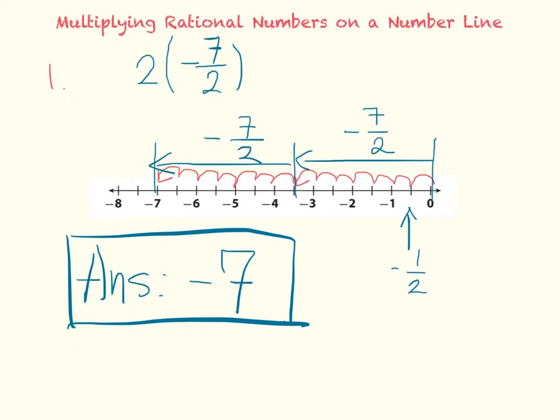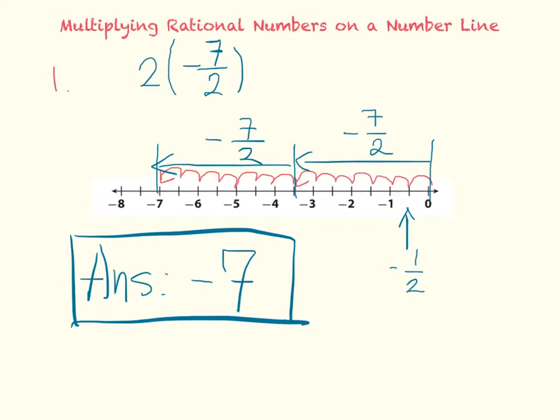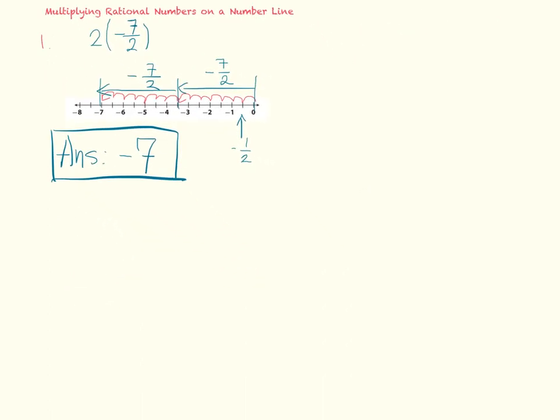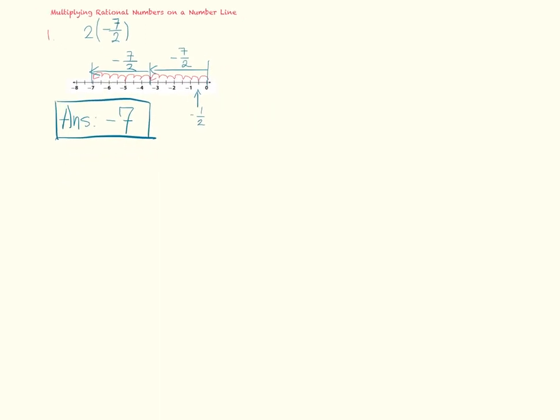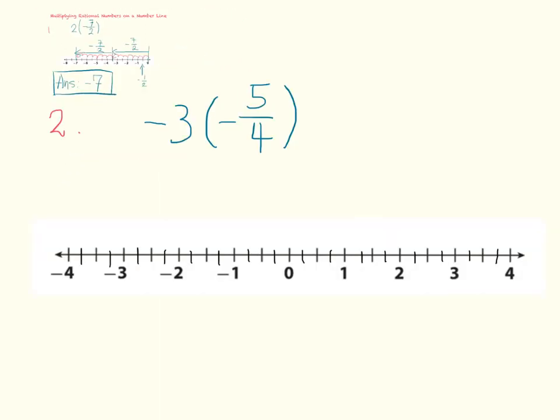Okay, and then let's move on and do a second problem, which looks a little bit different than this one. Okay, so this is the second problem. Negative 3 times negative 5/4. You notice that unlike the previous one, which is a positive times a negative, this time you have a negative times another negative.